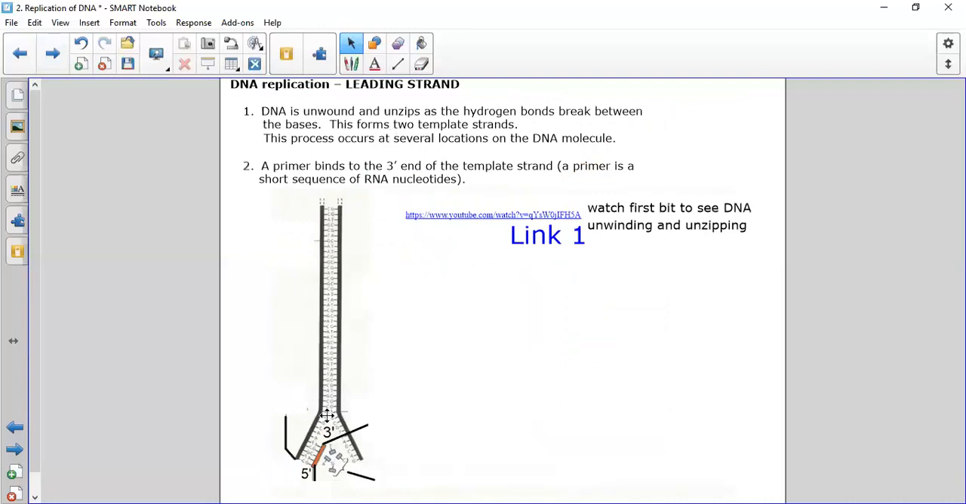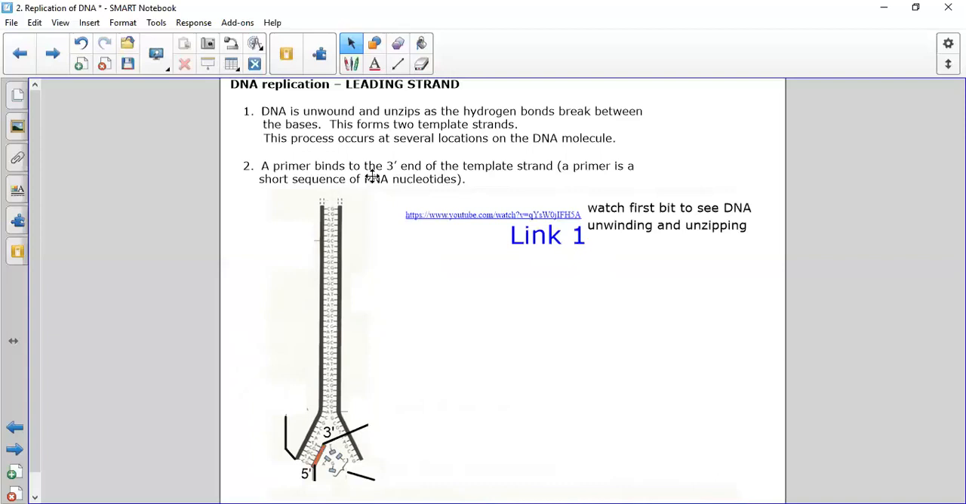Right, so we already said that when DNA wants to replicate, it has to unwind or untwist, and it has to unzip as the hydrogen bonds break between the bases. That's going to form two template strands, two strands that can be copied. This process occurs at several locations on the DNA molecule, and we've already said that. We looked at the diagrams of that.